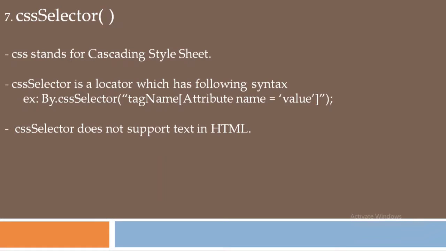Okay, here in Selenium the syntax for CSS selector is By.cssSelector, tag name, then attribute name, then value. Please do concentrate on the double inverted comma and single inverted comma here, which is a little different from other locators' values. And one important note here: CSS selector does not support text in HTML. Okay guys, let's move.